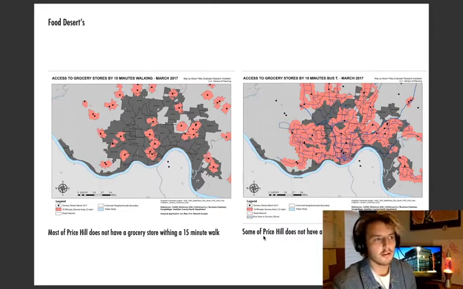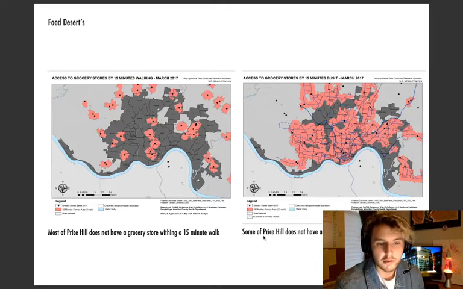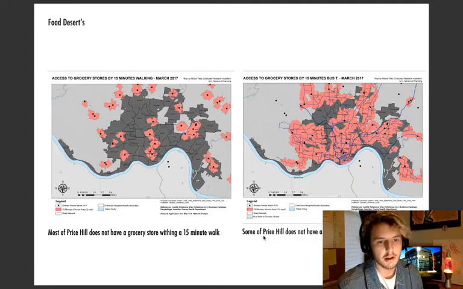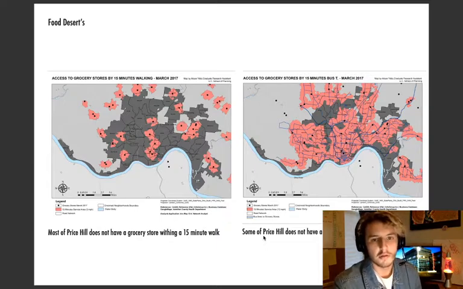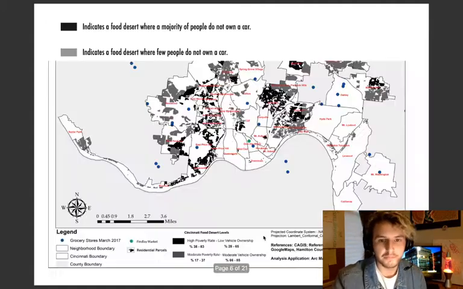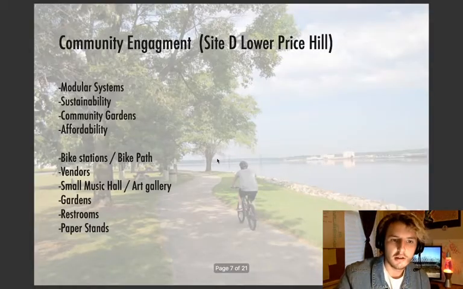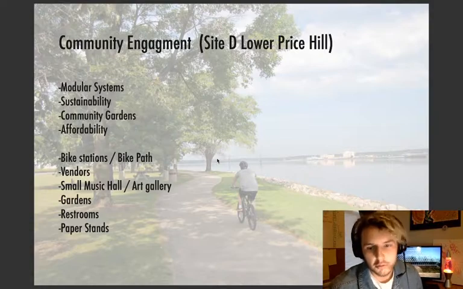So, upon diving into research, I noticed that Price Hill has a very big food desert, and with the income being so low, people don't really have access to cars. They kind of take bus routes, and most of Price Hill doesn't have a grocery store within a 15-minute walk, and some of Price Hill doesn't have a grocery store within a 15-minute bus ride. So they're really relying on these local businesses to supply themselves with food. And as we can see here, there's a pretty big food desert in Lower Price Hill. All the black kind of represents where there is no grocery store located.